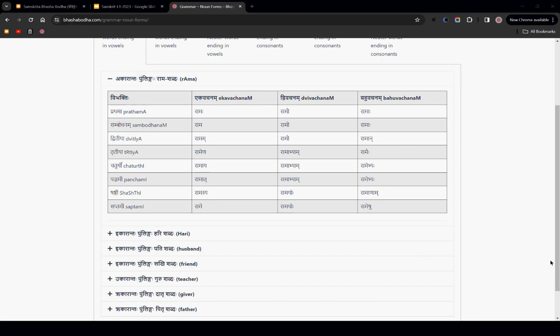Suppose we say, leaf is falling from the tree. What is this case in English? Is it ablative? From. Leaf is falling from the tree. Ablative. From ablative. Okay, ablative.